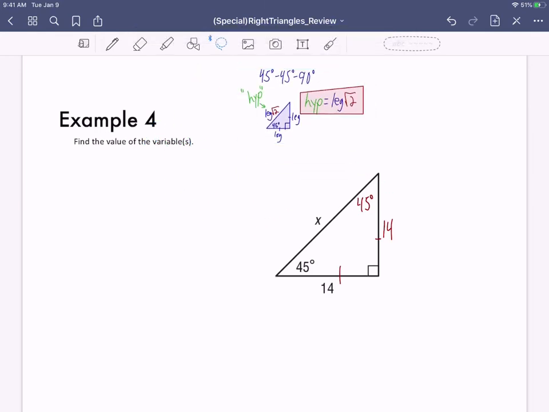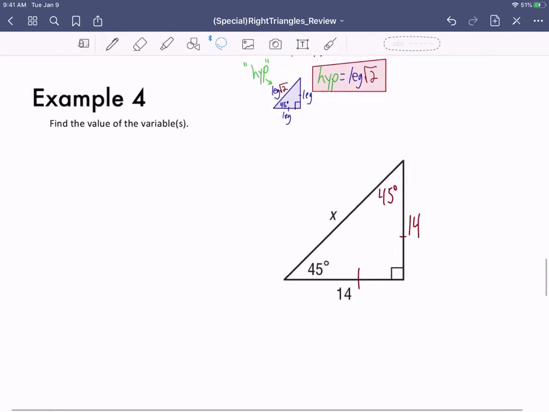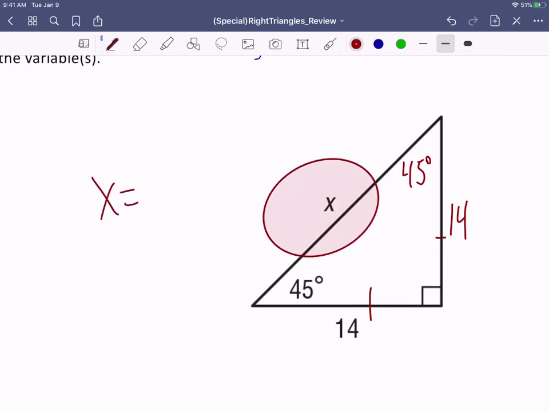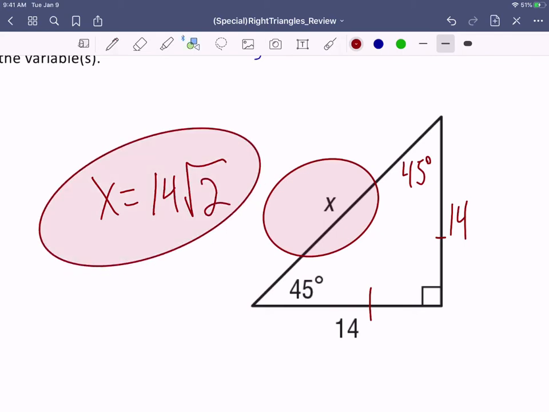All right, so now we need to find x. Since the hypotenuse, in this case, I'll put a ring around it, is x, we know that x is going to equal 14 times the square root of 2. Done. So that's really nice. When you know the leg, the hypotenuse is a piece of cake because you just throw a root 2 on the side and you're done.